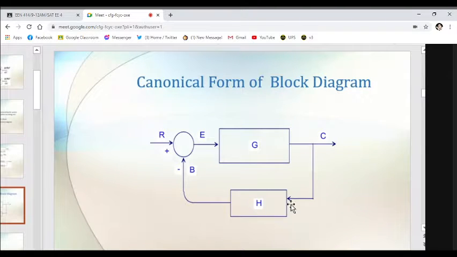And the input of H is the output of the G. Okay? The input of H is the output of the G. And the output of the H, that is the V signal. Okay? So therefore, the transfer function for the feedback, which is H, that is output over the input. So that is C over V. No? C over V. Okay?